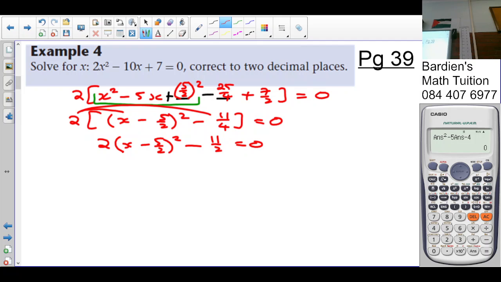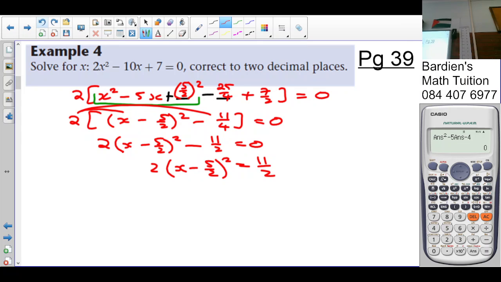However, at the same time, we are practicing the completing of the square for expression form. If that wasn't there, then that is what I would have done if it was in expression. You guys understand? Like I said, there is another way of doing it. So what do I do now? 11 over 2 over. So it's 2 into x minus 5 over 2 squared equals 11 over 2.